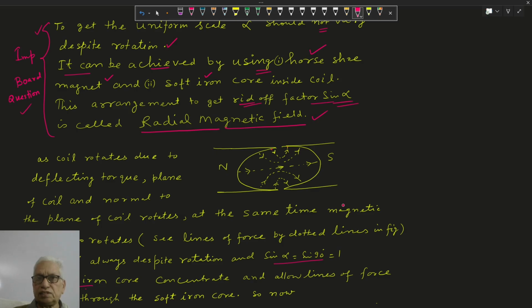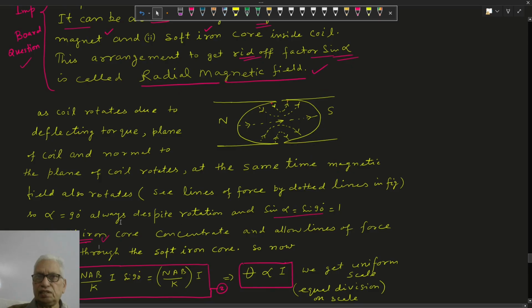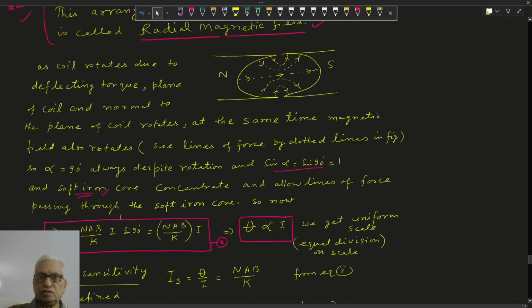Because soft iron cores concentrate the lines of force. The permeability or the susceptibility, relative permeability or susceptibility of this soft iron is very very good, roughly 1000. इन दोनों के कॉम्बिनेशन से हमको always we get alpha 90, sin 90, sin alpha 1. ये हमको sin alpha वाला कांस्टेंट जो फैक्टर था वो हट गया. तो अब theta is given by NAB upon K I. NAB upon K तो पहले से कांस्टेंट है. Theta is directly proportional to current I. So this way we are getting the uniform scale and equal divisions on a scale. This is called uniform scale.